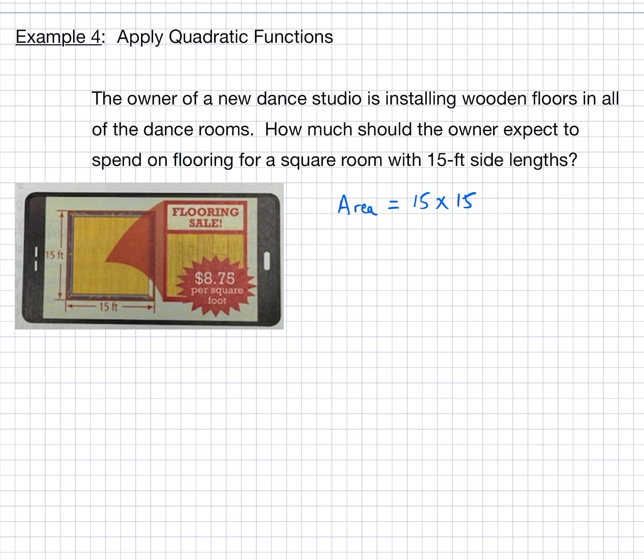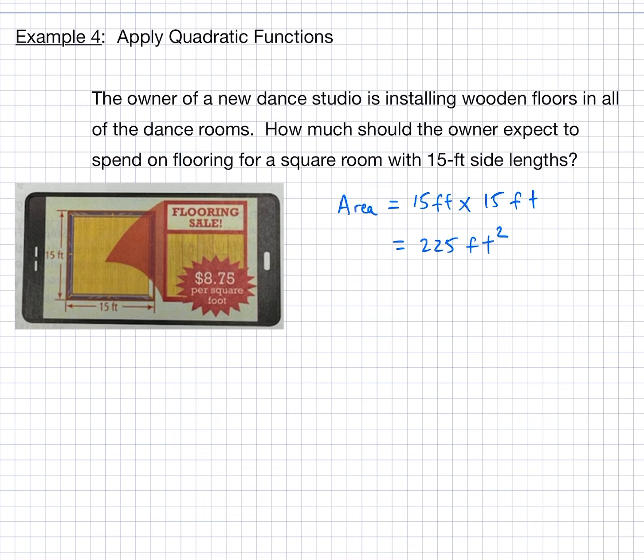Let me go ahead and rewrite that as 15 feet by 15 feet. Okay, so that area then becomes 225 feet squared, or 225 square feet. This also tells us that this is going to be $8.75 per square foot.